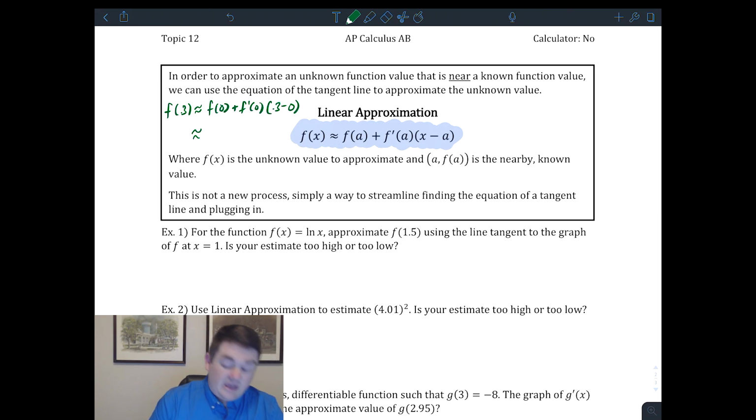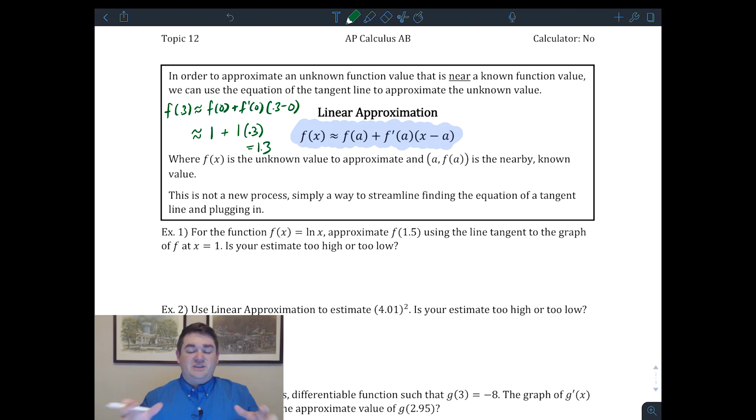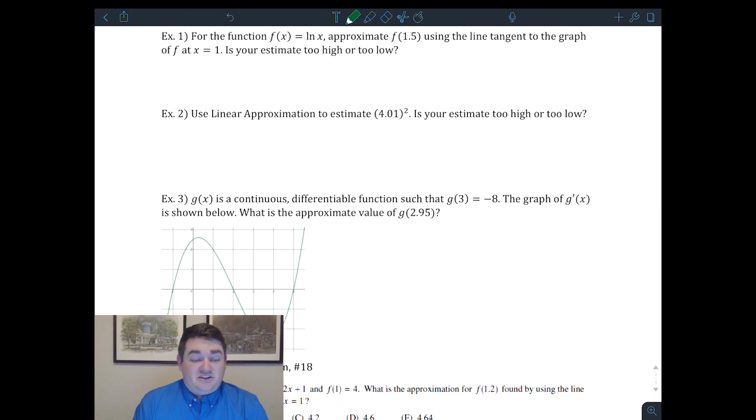Well, f of 0, e to the 0, is 1, plus f prime of 0. Well, f prime was also e to the x, so f prime of 0 is also 1, times 0.3. 1 plus 0.3 is 1.3. So it's the same process. It's really the same steps, just streamlined and put into a single process. So here we go, let's practice it a few times.